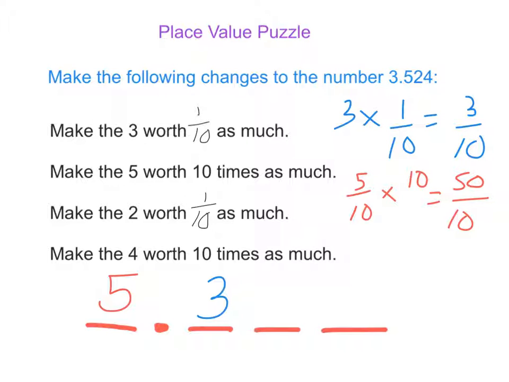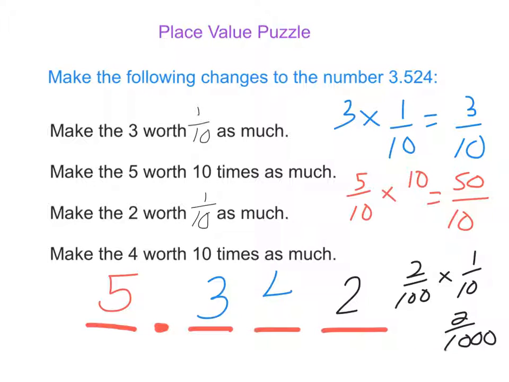Make the 2 worth 1/10 as much. So, like what happened before, the 3 actually moved down a place, so my 2 is going to move over a place to the thousandths. And this makes sense because the 2 is 2 hundredths, and I'm multiplying that by 1/10, so that will equal 2 thousandths. And since the last spot that's open is the hundredths place, we know that the 4 will then bump up because the 4 thousandths will become 40 thousandths, which is another way to say 4 hundredths.